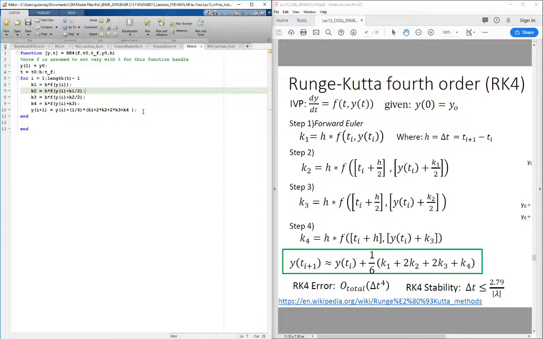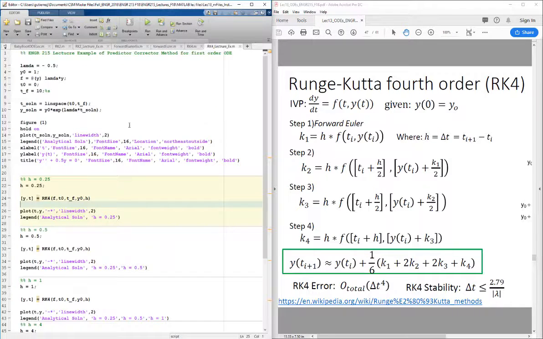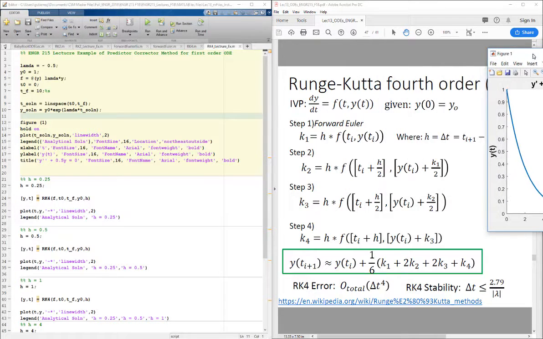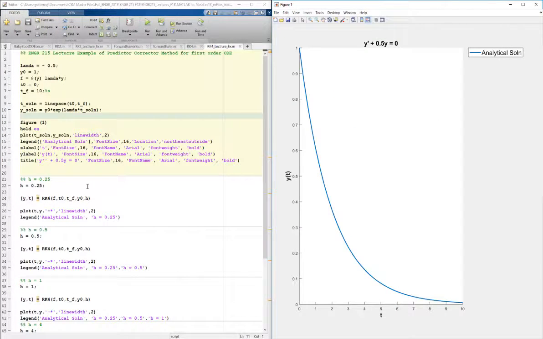user gives this function. The first step we will do is calculate K1 using forward Euler. We'll calculate K2, we'll calculate K3, we'll calculate K4, and then in the final step we'll say that y of i plus 1 is y of i plus the weighted average of these intermediate steps of this function evaluation. Okay, so let's take a look at this example, and just as before, we'll compare this with our analytical solution of the model equation.